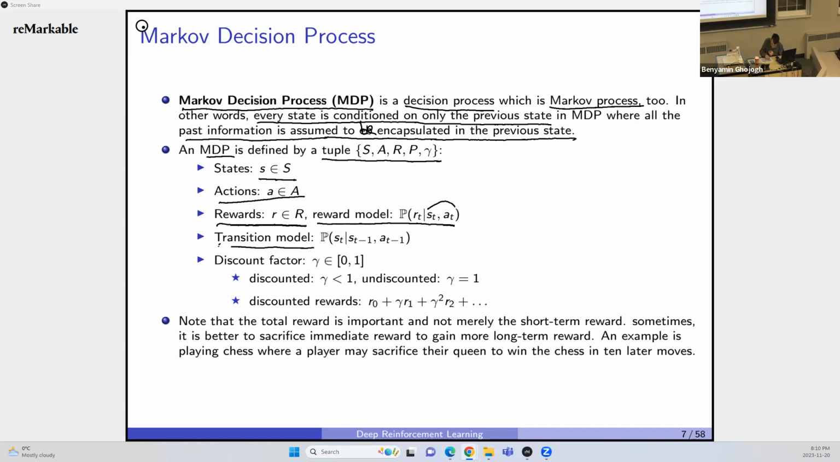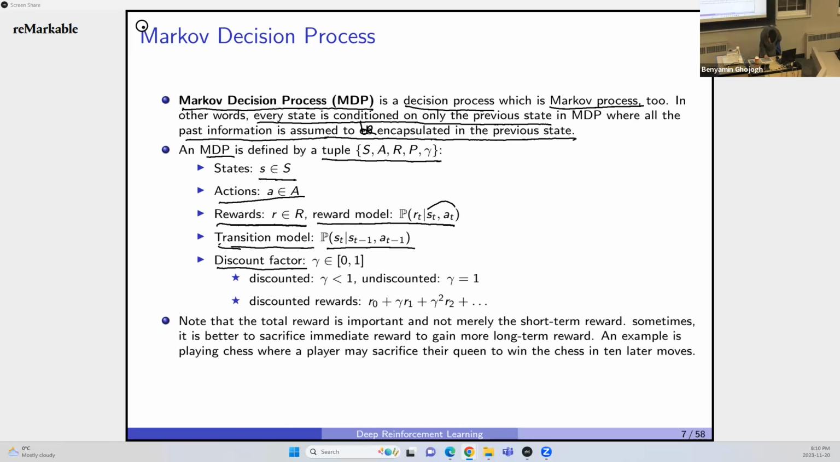I also have a transition model in a Markov decision process. So probability of ST given ST minus 1 and AT minus 1. What does it mean? At time T minus 1, this is my state, I do this action. What is the probability of the next state happening, right? By the way, you can see it as probability of ST plus 1 given ST and AT, it doesn't matter, right? You can see that.